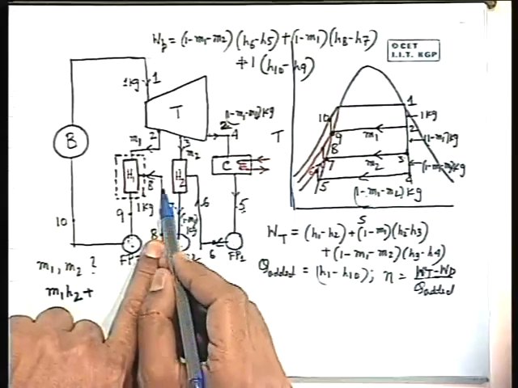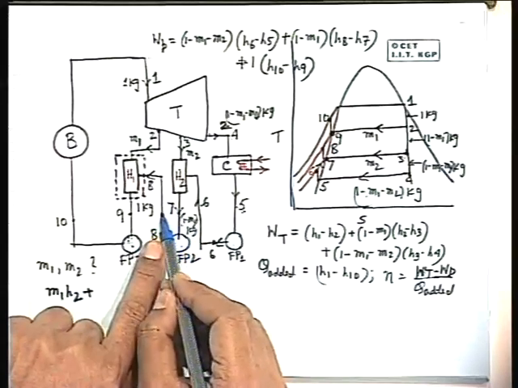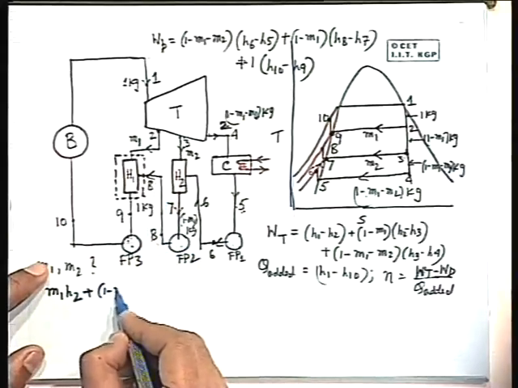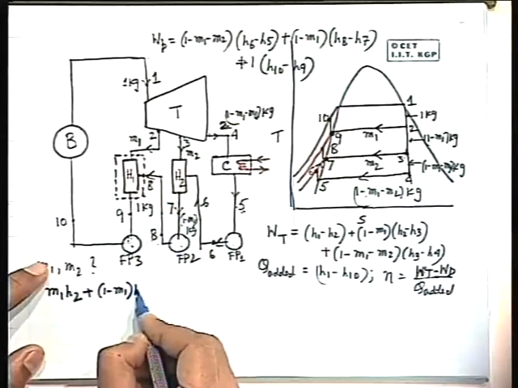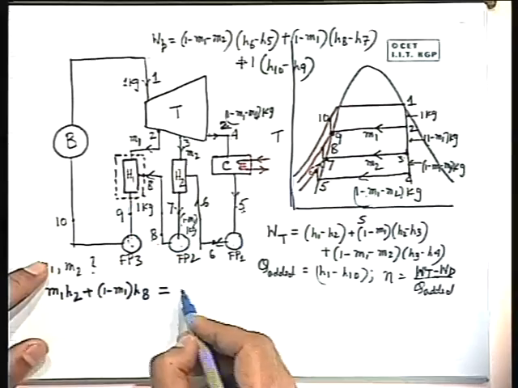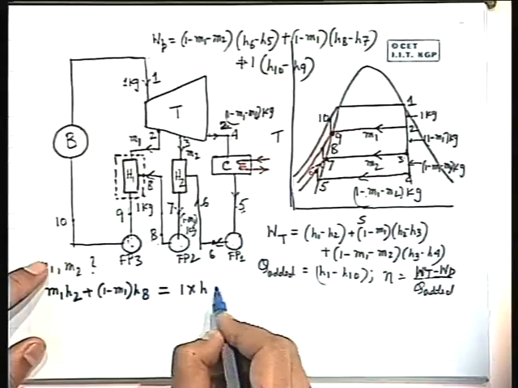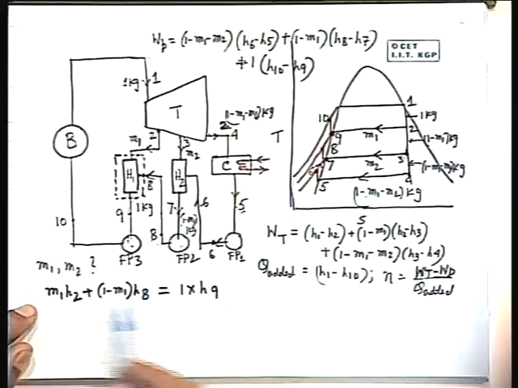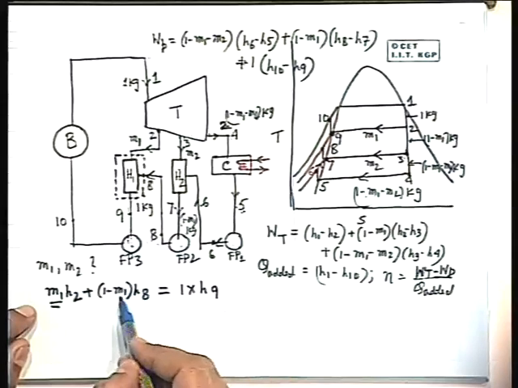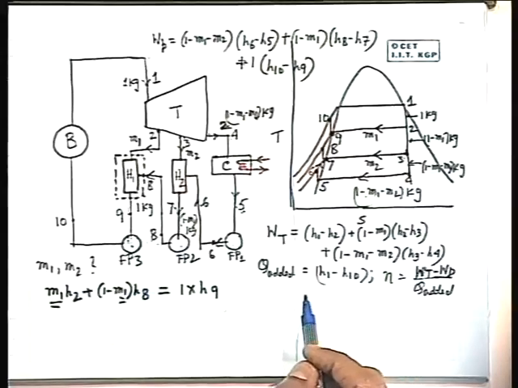That means this is 1 minus M1 kg. This line is 1 minus M1 kg. That means 1 minus M1 into H8. What is the outflow? This is 1 kg, 1 into H9. So this equation will explicitly give me M1 provided I know H2, H8, H9. Let us find out.